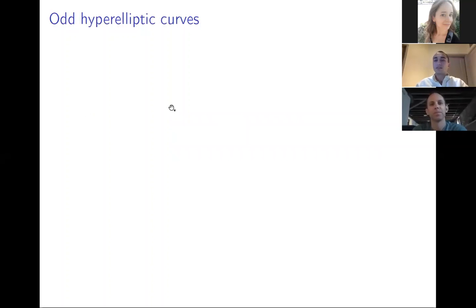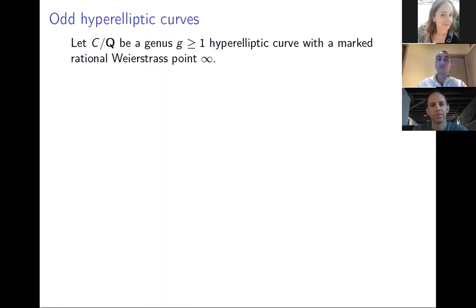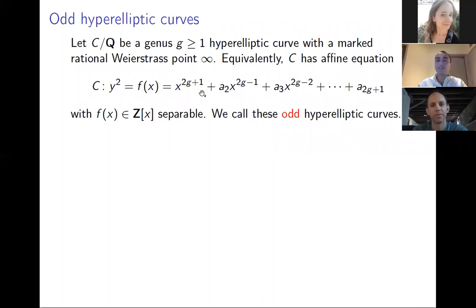So let's talk about odd hyperelliptic curves. So here's the technical definition. We're going to have C over Q, a genus g greater than or equal to 1 hyperelliptic curve with a marked rational Weierstrass point infinity. Equivalently, this means that C has the affine equation y squared is equal to f of x, which is equal to x to the 2g plus 1 plus a2 x to the 2g minus 1, and so on, where f of x is separable. And we call these odd hyperelliptic curves. One thing to note here is that we call them odd because the exponent is odd. And also when you plug in g equal to 1, you get the affine equation for an elliptic curve that was mentioned before.